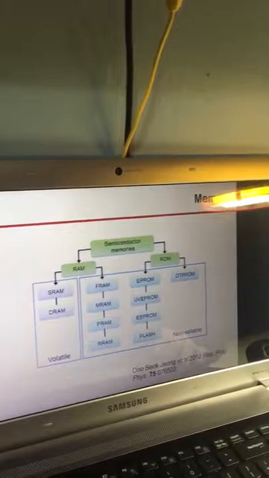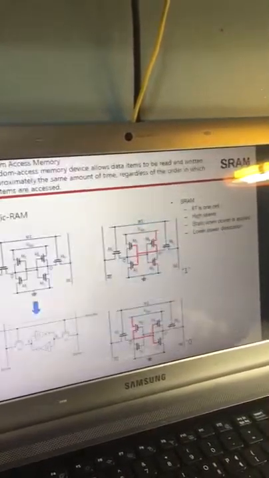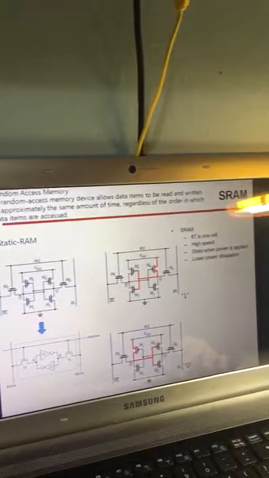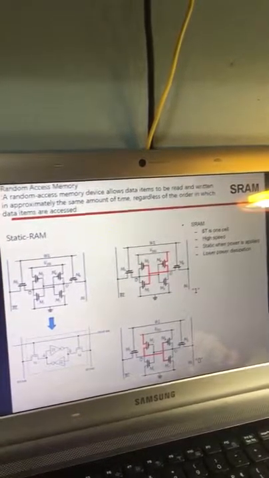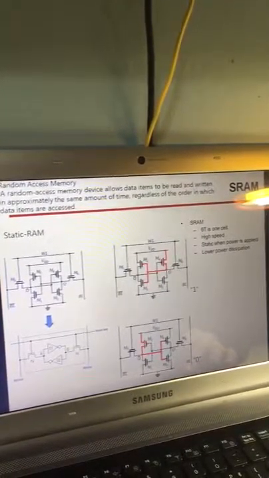And next I'm gonna talk about memory. There are several types of memory. First, SRAM is a 6T cell transistor. It has high speed and is static when power is applied. It also has very low power dissipation.